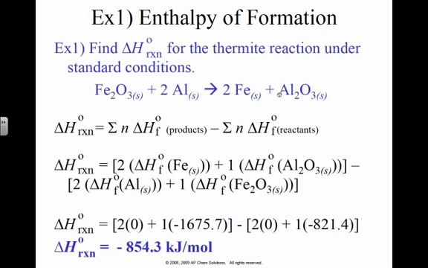So we're going to do products minus the reactants. So it would be 2 irons, that's what the 2 irons are right here, plus 1 aluminum oxide, minus 2 aluminums and 1 iron oxide. Okay? If you'll remember, anything that's an element in its standard state is going to be 0. So this value is going to be 0, and that is going to be 0 right there. So basically it just comes down to aluminum oxide minus iron oxide. And the answer is negative 854.3 kilojoules per mole.